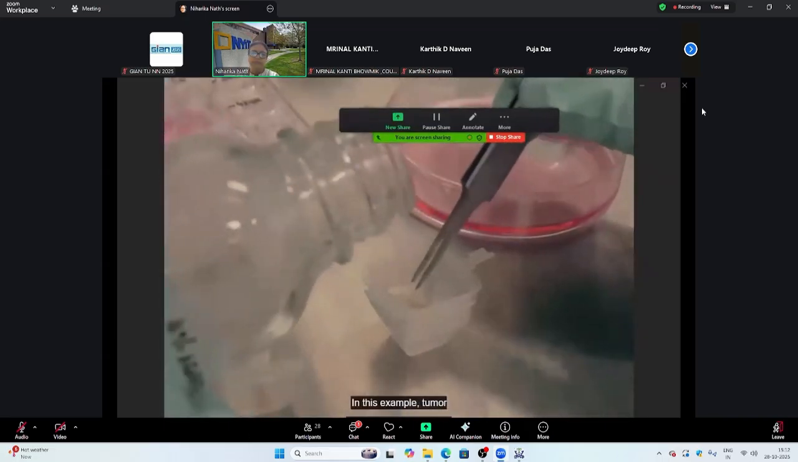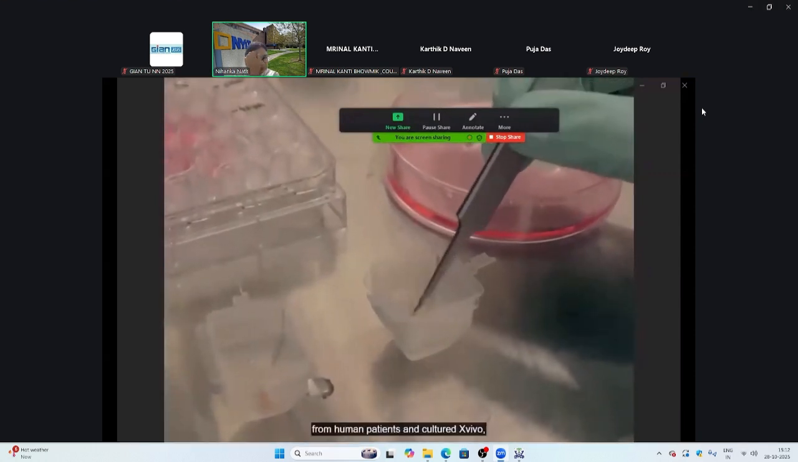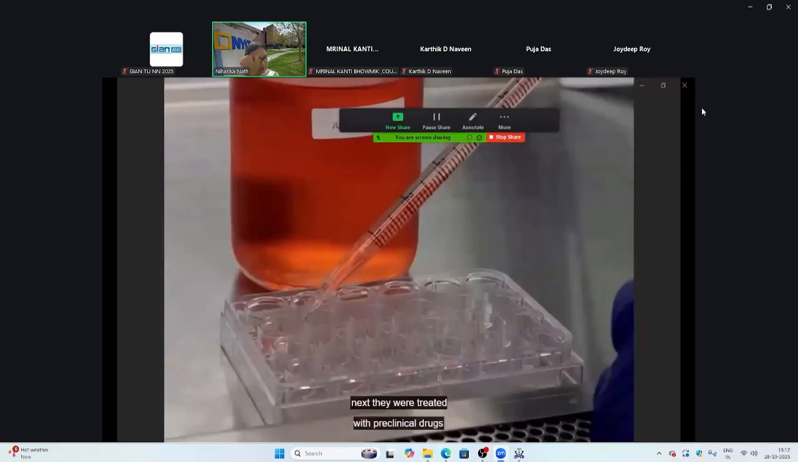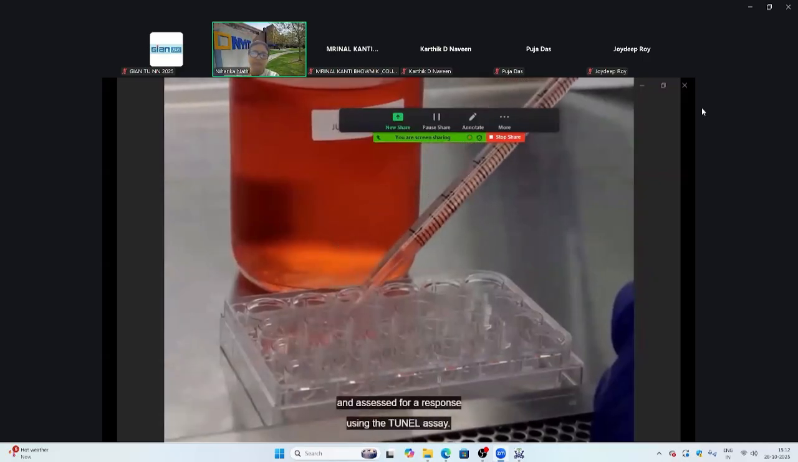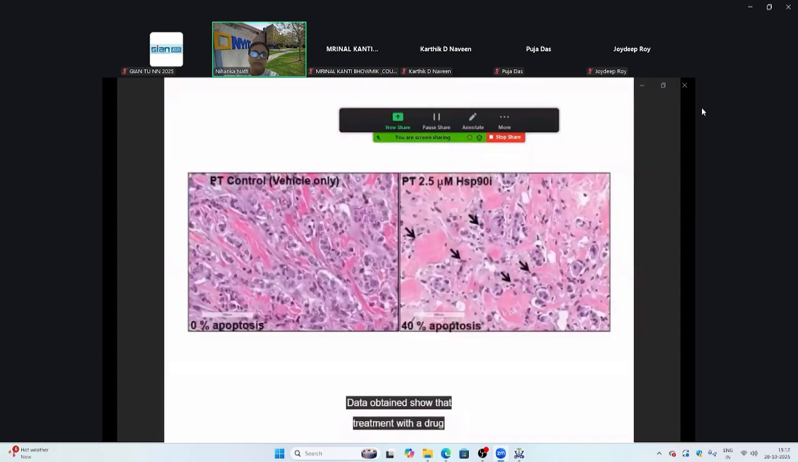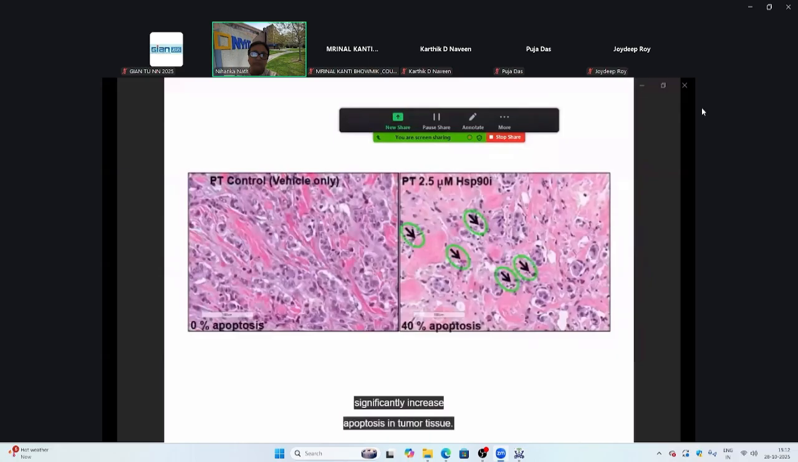In this example, tumor samples were harvested from human patients and cultured ex vivo. Next, they were treated with preclinical drugs and assessed for a response using the TUNEL assay. Data obtained show that treatment with a drug that inhibits heat shock protein 90 significantly increases apoptosis in tumor tissue.